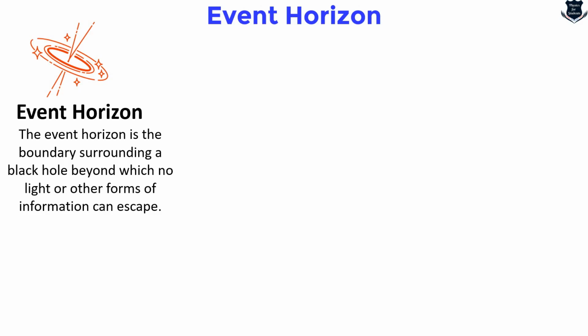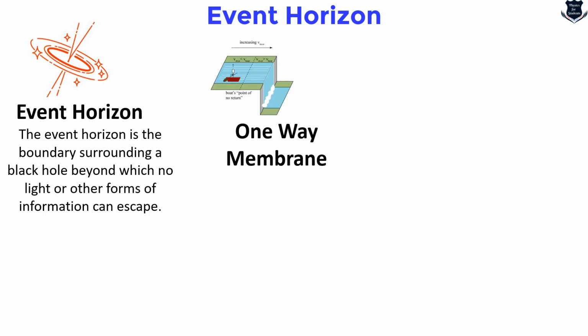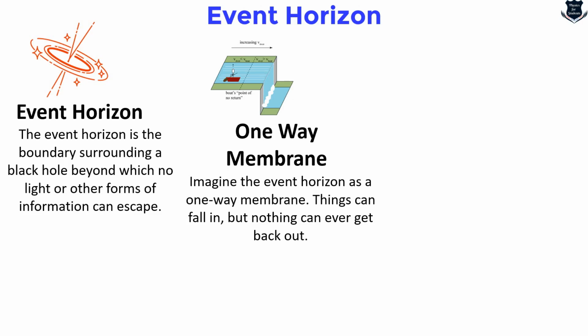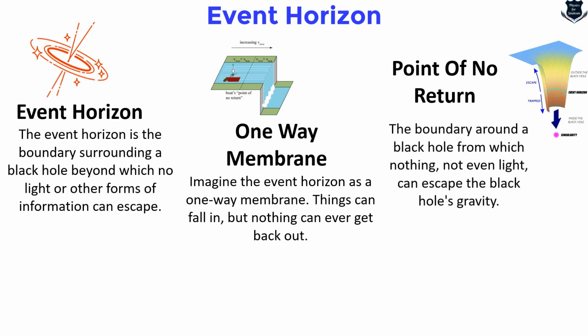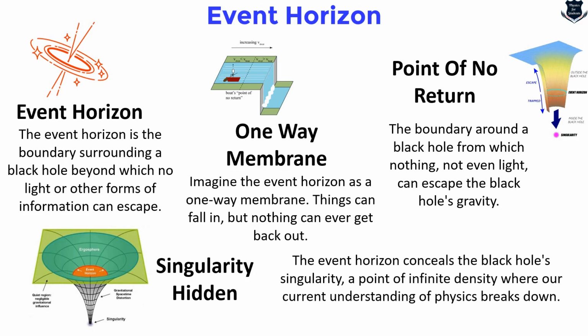So no light or any other forms can escape. You can think of it as a one-way membrane. That means you can fall into it, but you cannot actually get out. This is a point of no return because nothing can come out of that. So that is why it is black. And the singularity is hidden, because the event horizon hides the black hole singularity, which is a point of infinite density. We really don't know what happens at the singularity. Research is going on, but it is said that the laws of physics break down. This is what is called the event horizon.